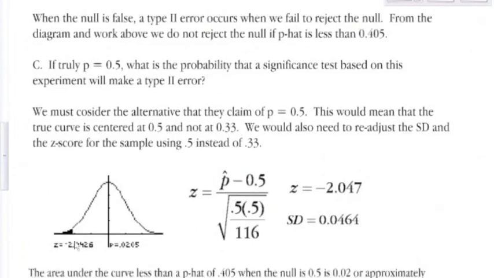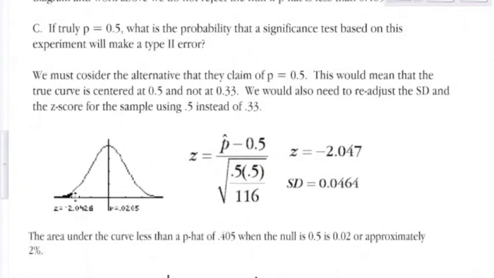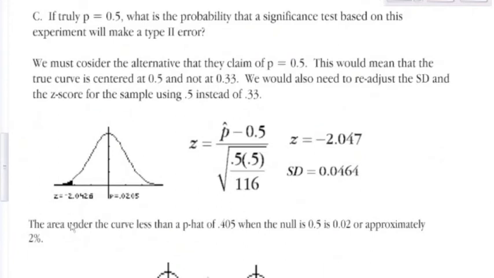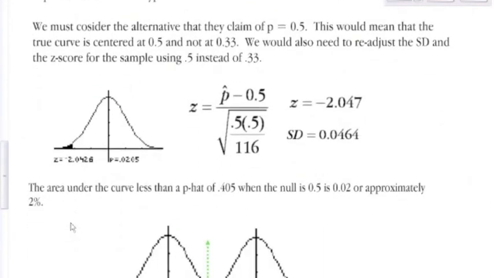If I look at my curve and the area under the curve less than the p hat, and why did I choose less than? I'll get to that in just a second. Less than the p hat of 0.405 when the null is in fact 0.5. You can see this curve is centered on 0.5 and that line is 0.405. Then the area under that black shaded part is 2%. And that is my type 2 error.